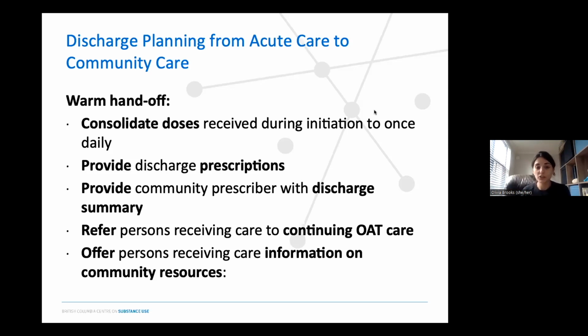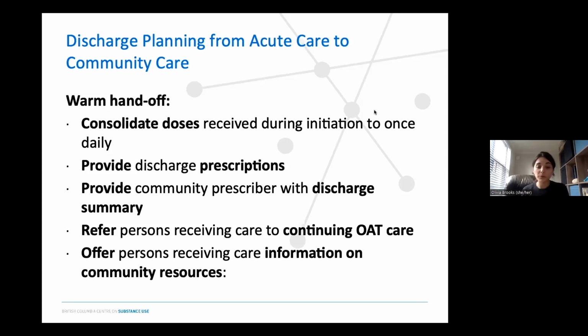We want to provide a discharge summary to the community provider about when they got their last dose, what happened with their doses in hospital, and anything that we want them to follow up on. If the person is not yet connected with a community OAT provider, providing that referral is really important, and making sure the patient knows where they're supposed to go, when they're supposed to go there, what the hours are of the clinic, and making sure it's a good fit. If the person has to take a half day off work every day or every week to go to their OAT provider, that's probably not going to improve their function and help them maintain continuity with that clinic. So finding the right fit is really important.